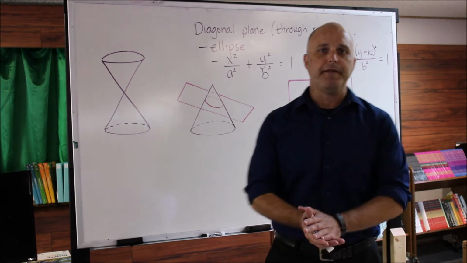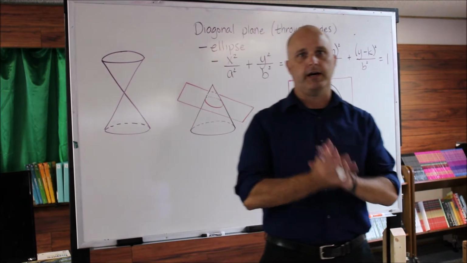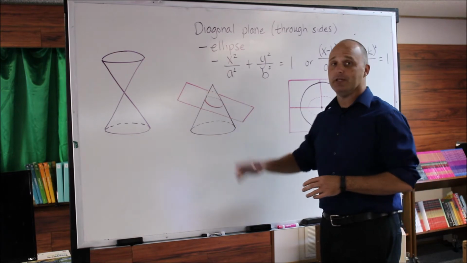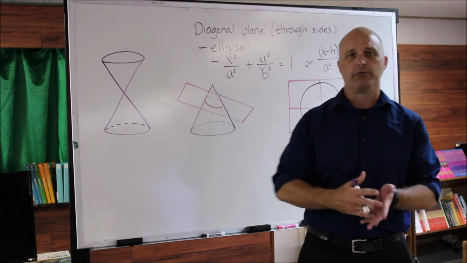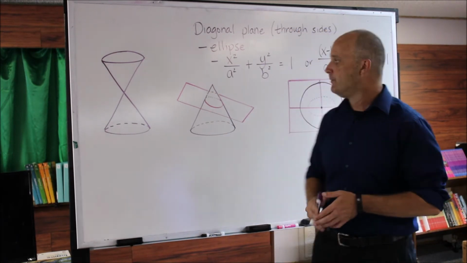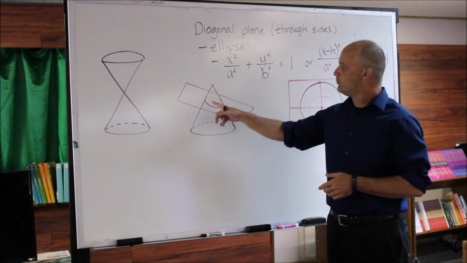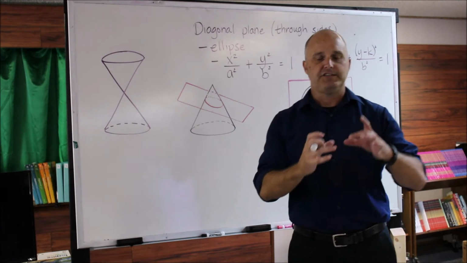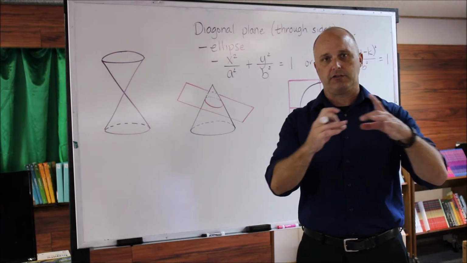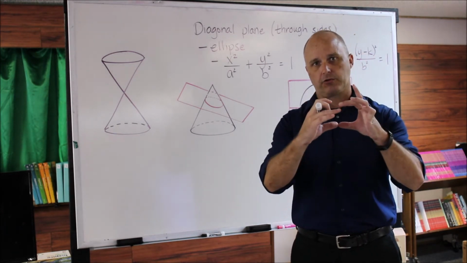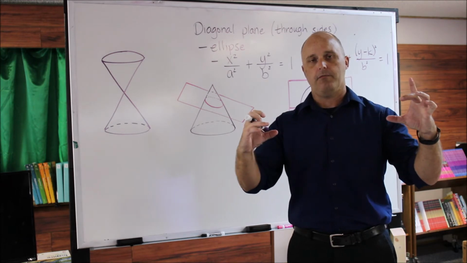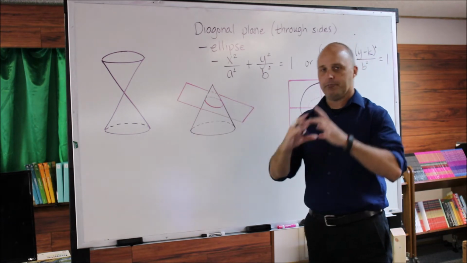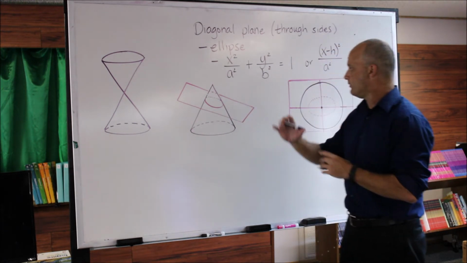So the next type of plane that we're going to look at through the conic, through the double cone, is going to be a diagonal plane that goes through the lateral sides of that cone. And you can see that what happens is when you get this diagonal plane going through there, we no longer get a circle. We instead get this elongated shape. It's like taking a circle and pulling it by its ends. And so it's thinner here, but it gets longer as it goes along.